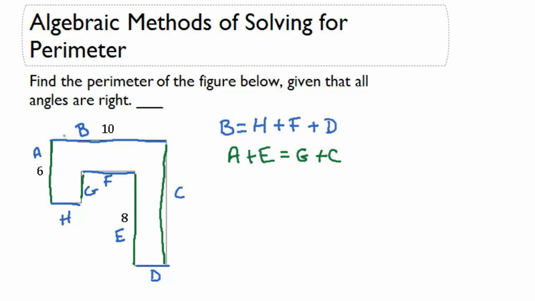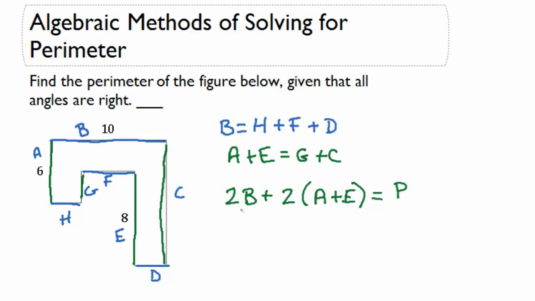So that means that for my entire perimeter, I would want to add everything together. But I can actually just say 2B instead of adding B plus H plus F plus D, plus 2 times A plus E instead of saying A plus E plus G plus C. And that would equal my perimeter.